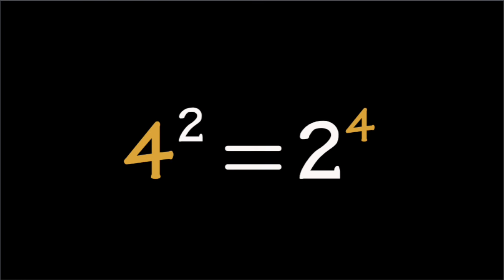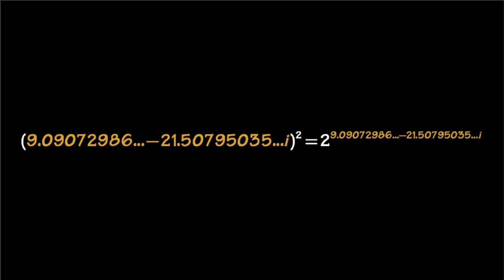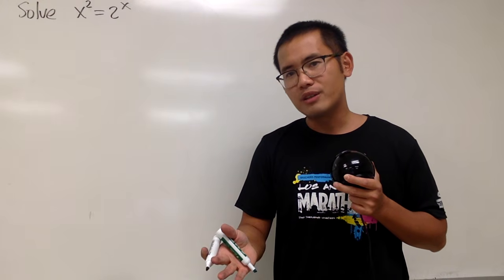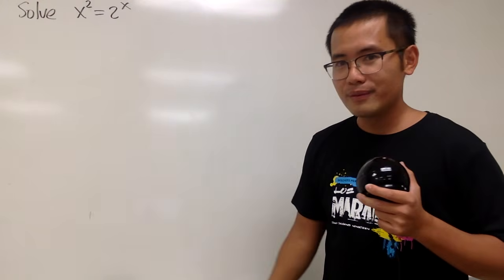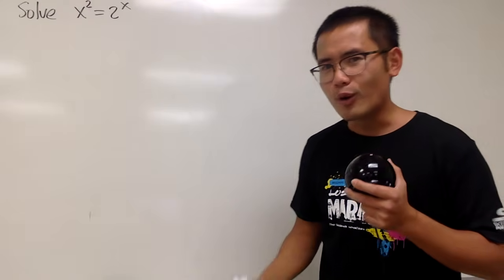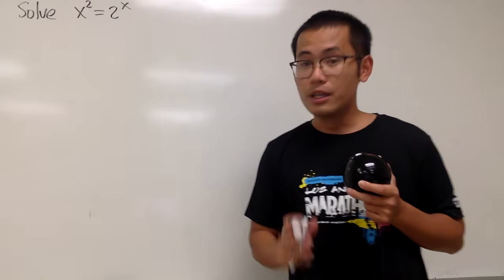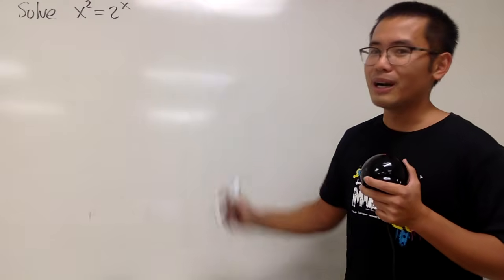Everybody knows 4 to the second is equal to 2 to the fourth. But no one knows... Ha ha ha. But have you guys ever wondered, what if x is negative? And also, what if x is complex? Don't worry, today we'll find out, everybody.